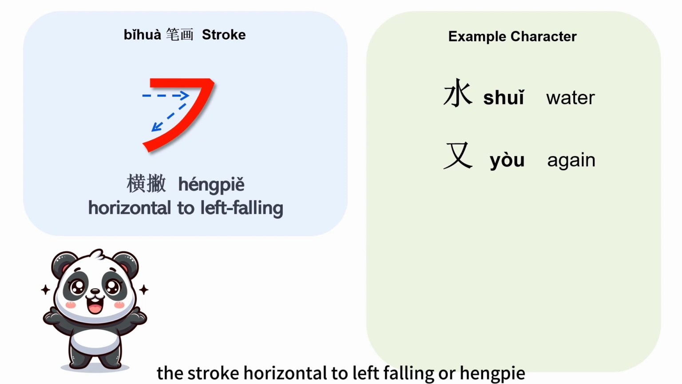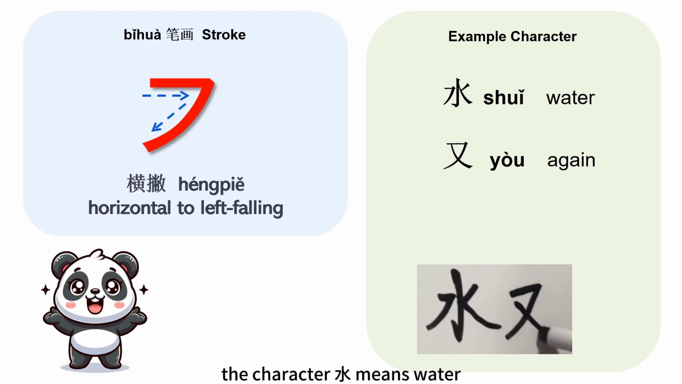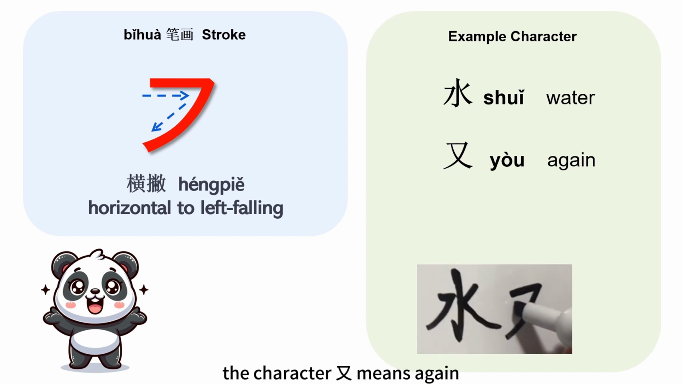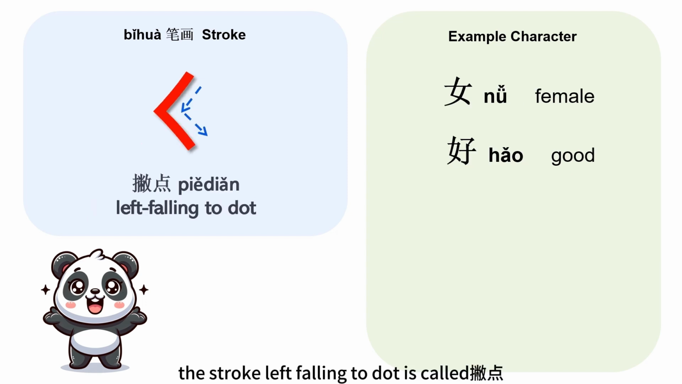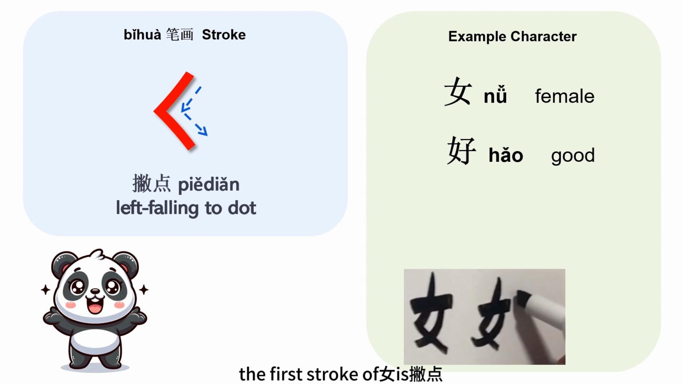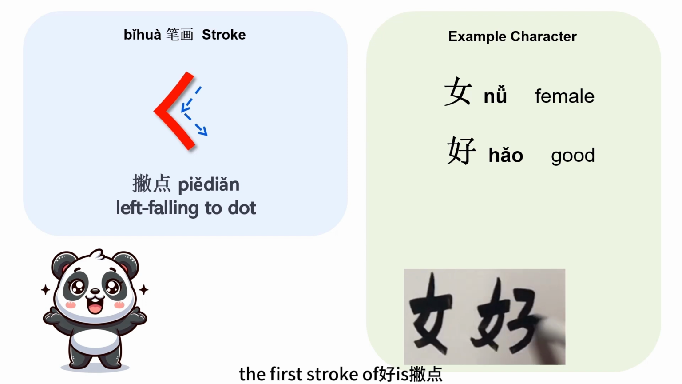The stroke horizontal to left falling or 横撇 is written from left to right, top to bottom. The character 水 means water. The second stroke of 水 is 横撇. The character 又 means again. The stroke left falling to dot is called 撇点 in Chinese. 撇点. The example character 女 means female. The first stroke of 女 is 撇点. The character 好 means good. The first stroke of 好 is 撇点.